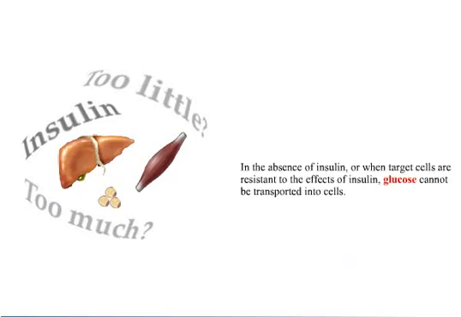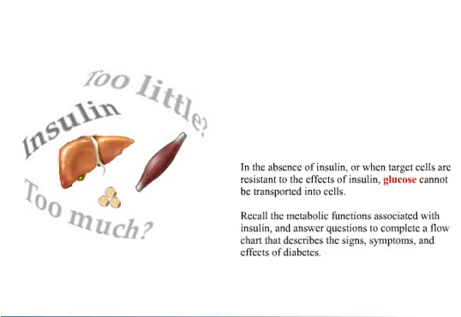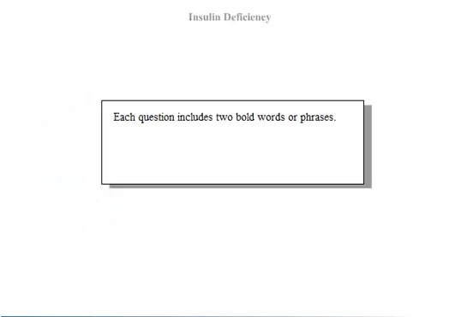In the absence of insulin, or when target cells are resistant to the effect of insulin, glucose cannot be transported into cells. Recall the metabolic functions associated with insulin and answer questions to complete a flowchart that describes the signs, symptoms, and effects of diabetes. Click the word insulin to begin. Each question includes 2 bold words or phrases. Click the bold words that answer the question correctly.